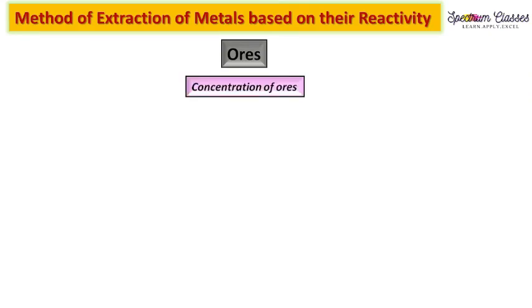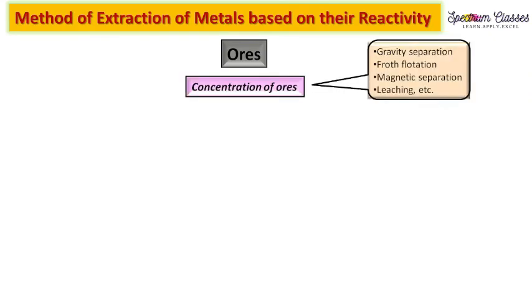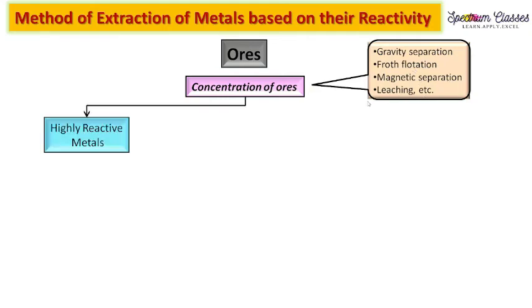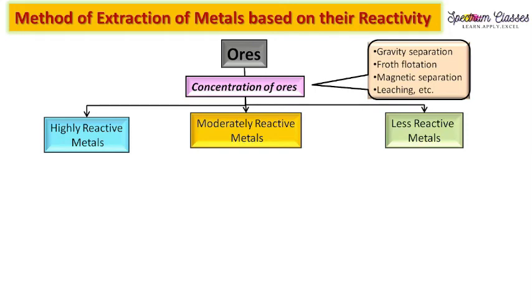So first, concentration of ores can be done by different methods, as we have already discussed in one of our videos, that is gravity separation, froth flotation method, magnetic separation and leaching. These concentrated ores, based on the reactivity series of the metals, can be categorized into these three categories, that is highly reactive metals, moderately reactive metals and less reactive metals. And we will discuss one by one.